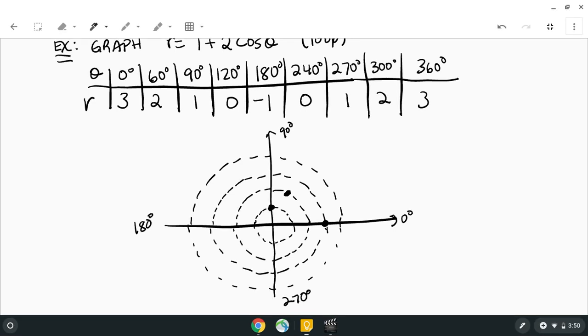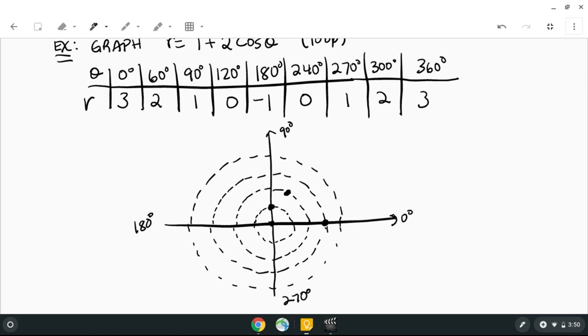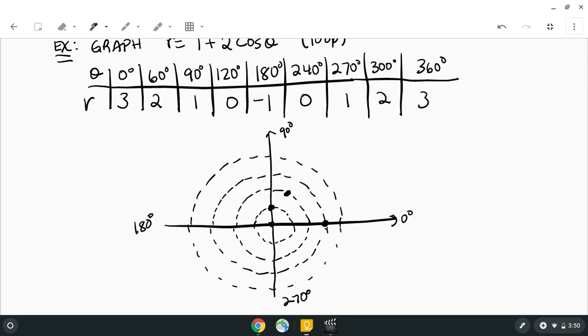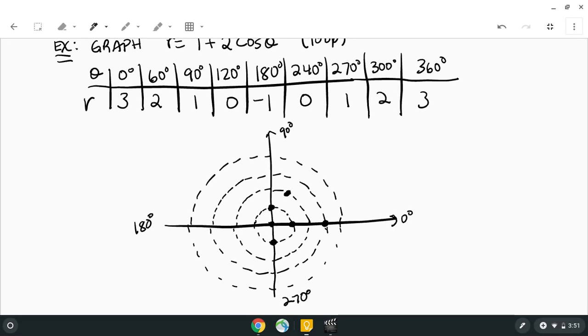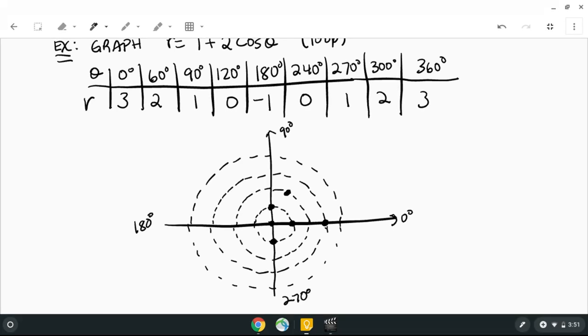120 degrees, 0. 180 degrees, so facing 180 degrees, we have -1, so we're going to face 180 degrees, but then march backwards to -1. Okay, 240 degrees, 0. We already have a point there. 270 degrees, facing 270 degrees, march forward 1. 300 degrees, march forward 2. 1, 2.